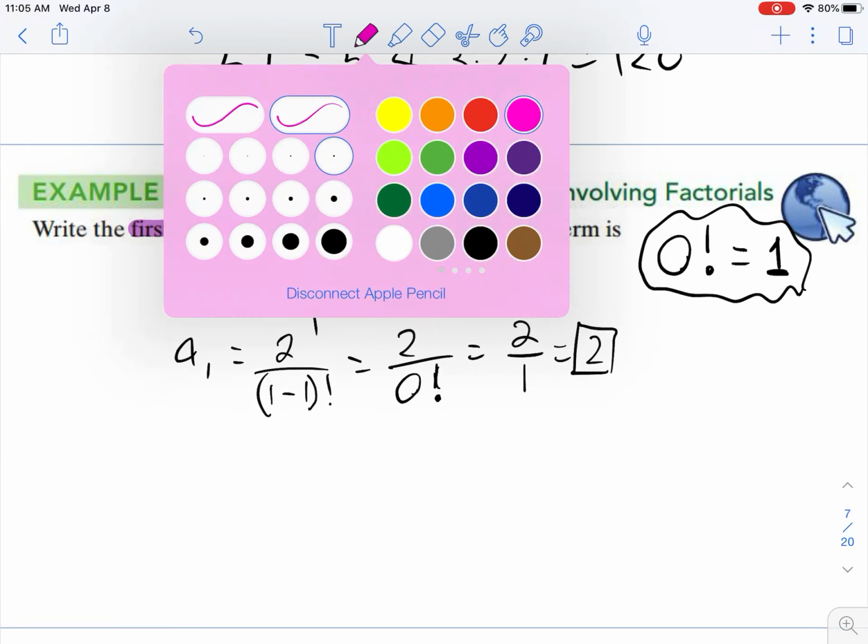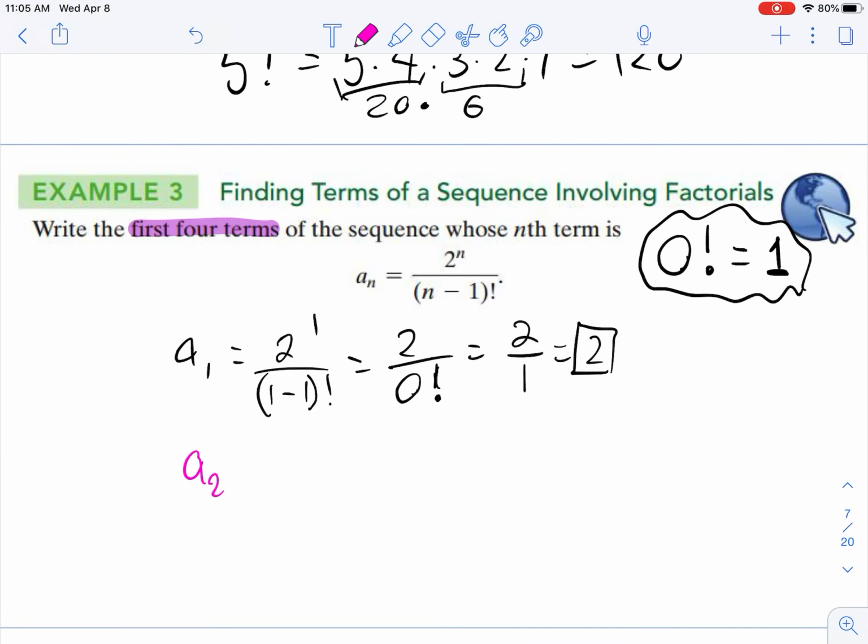Okay. Once we go from there, we're going to be plugging into a sub 2, which is 2 to the power of 2 all over 2 minus 1 factorial, which is 1 factorial, which is still just 1. Then we just continue to go from here and find our next values. I just wrote 2 squared is equal to 2. I'm sorry for that. It is equal to 4.